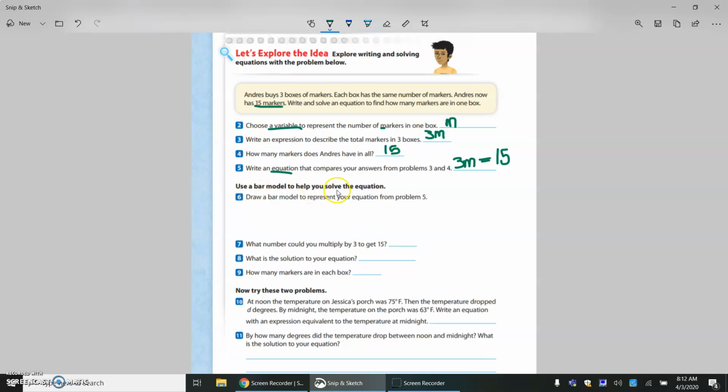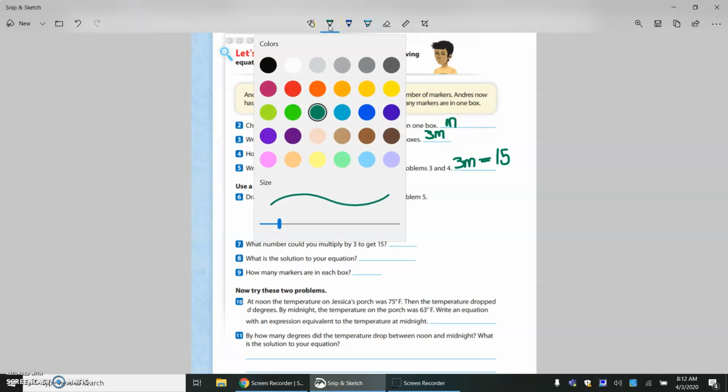Use a bar model to help you solve the equation. Draw a bar model to represent your equation from problem 5. So we're going to represent this using bars.